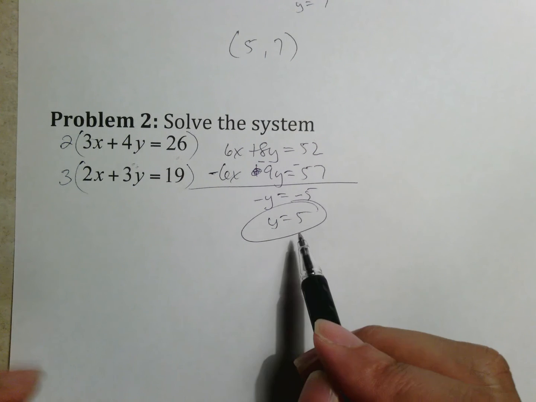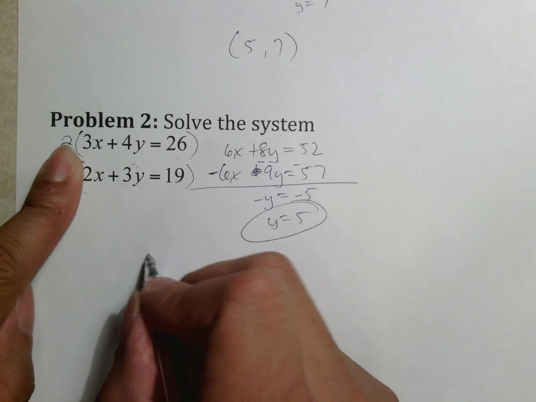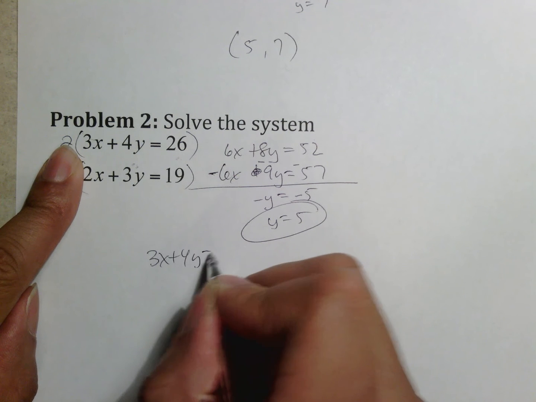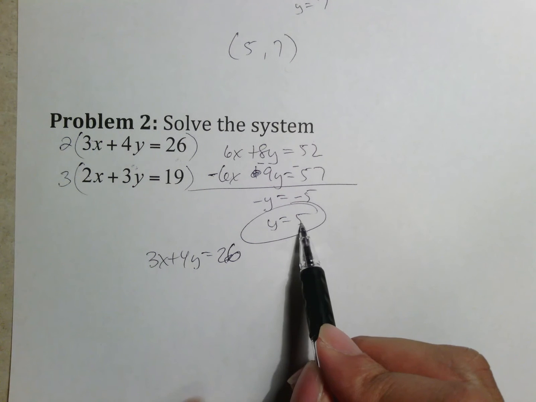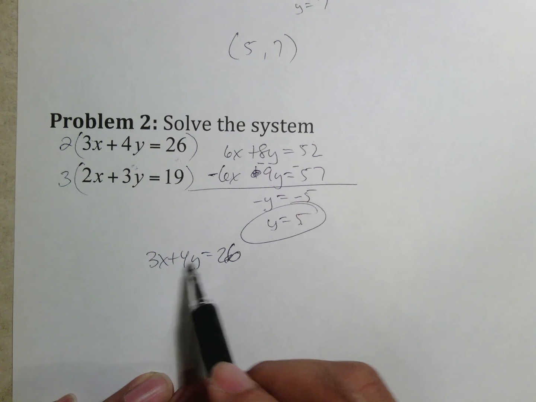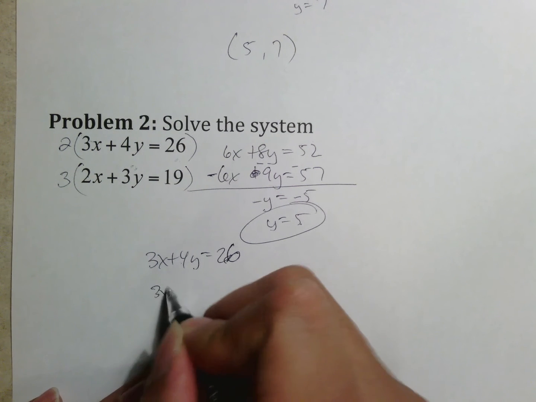Once again, once I get my y, take one of my equations, 3x plus 4y equals 26, and plug in the information that you know. If I know that y is 5, I'm going to put it here. 4 times 5 makes 20.